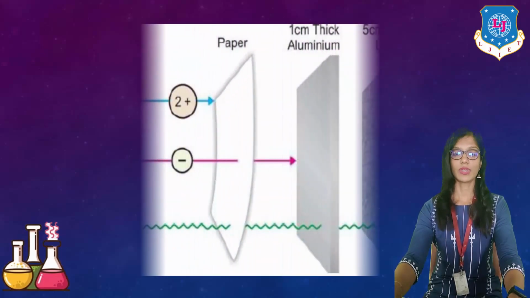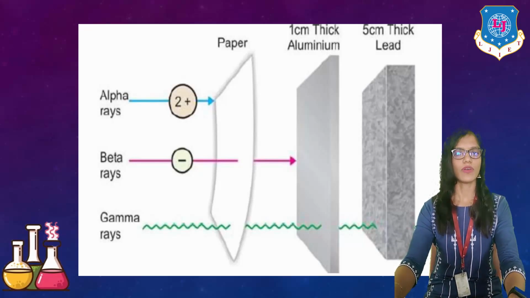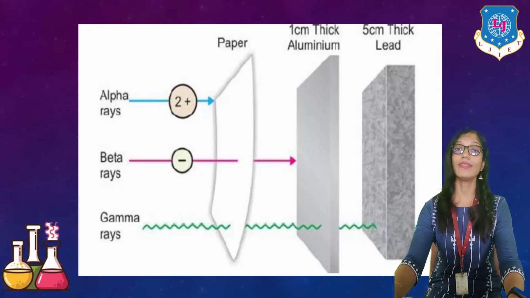Now here in the image, as you can see, alpha rays, which contain 2 positive charge, can be stopped by paper. Beta rays, which contain 1 negative charge, can be stopped by 1 centimeter thick aluminium. And the third one is gamma rays, which cannot be stopped even by a 5 centimeter thick lead block. In that manner, this shows the penetration power of all the 3 radiations. Alpha rays are least penetrating, beta rays are medium penetrating, while gamma rays are highly penetrating in their nature.